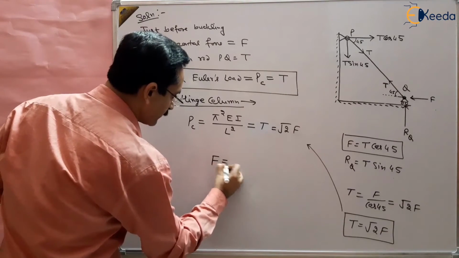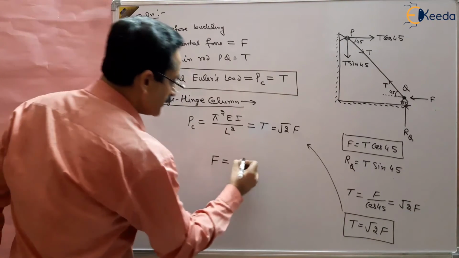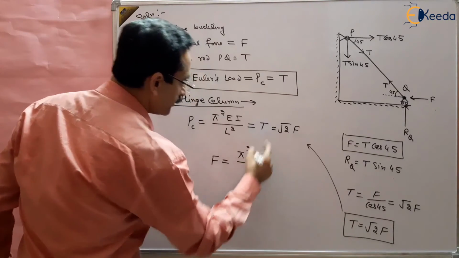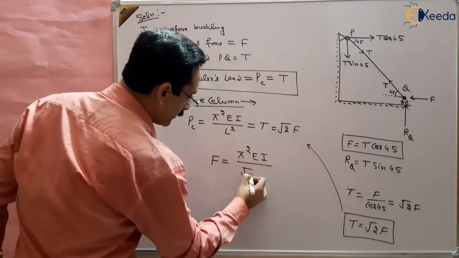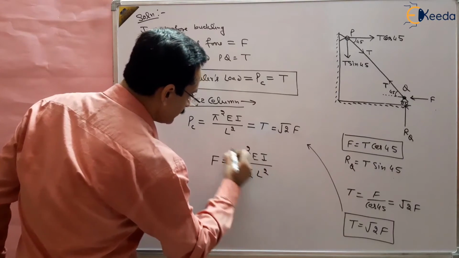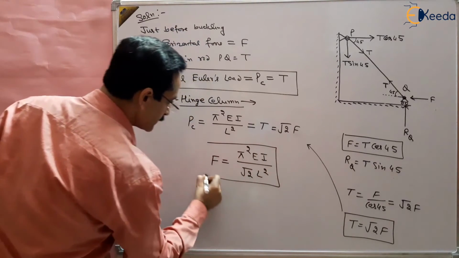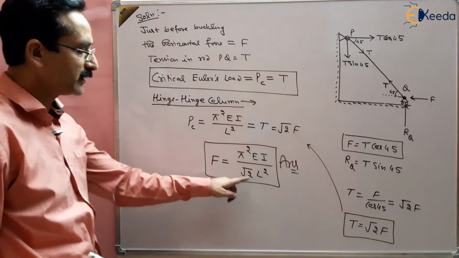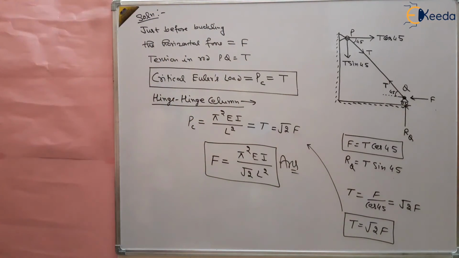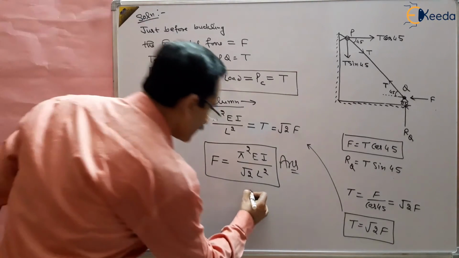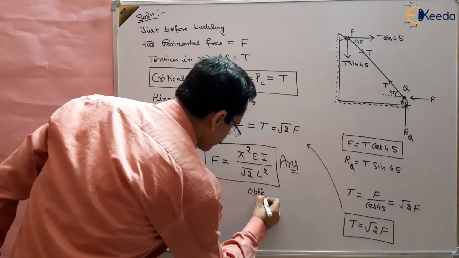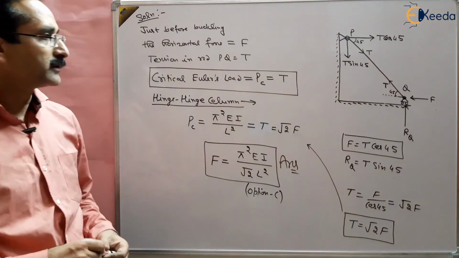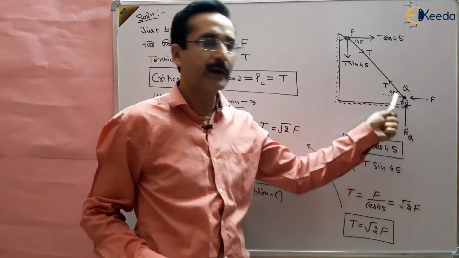The force which can be applied before buckling is pi square EI upon root 2 L square. This is the answer of this question, and this is option C. So the answer is option C, the horizontal force that can be applied before buckling.